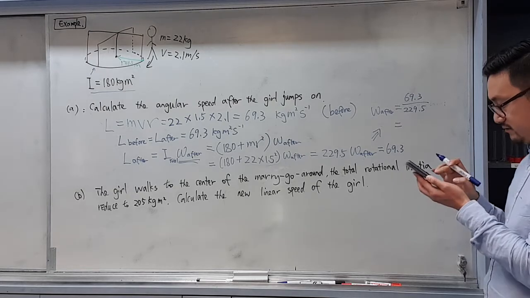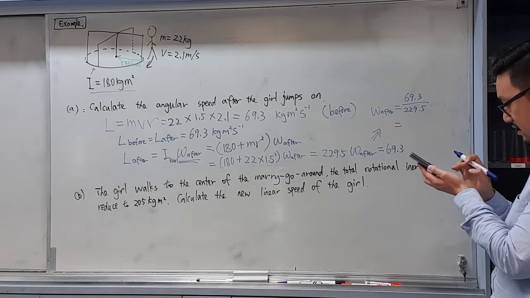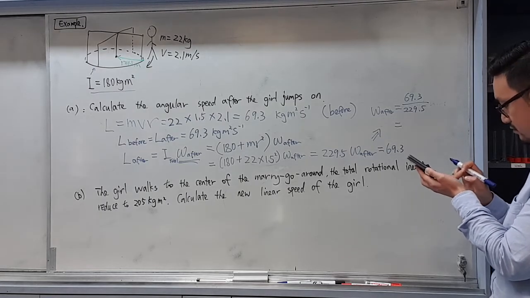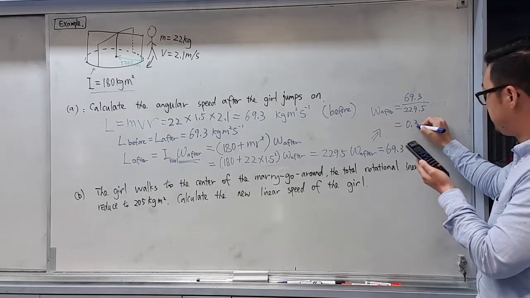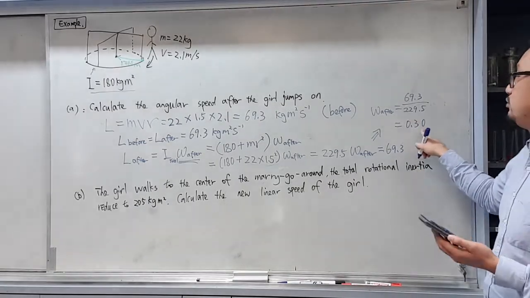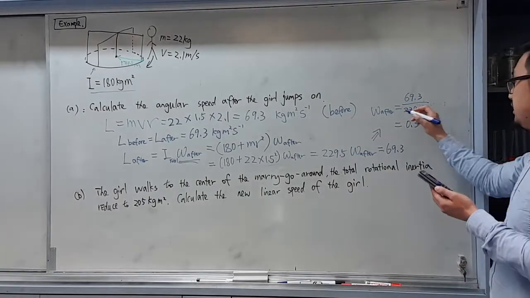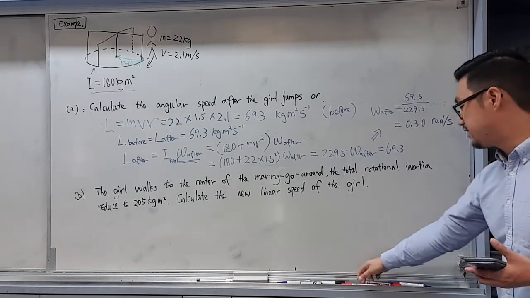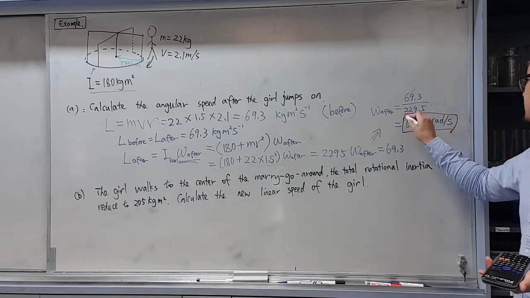69.3 divided by 229.5 equals 0.30. I just keep it at two significant figures because the question gives us two significant figures. The unit is rad per second. So that is my answer, the final speed at the end.